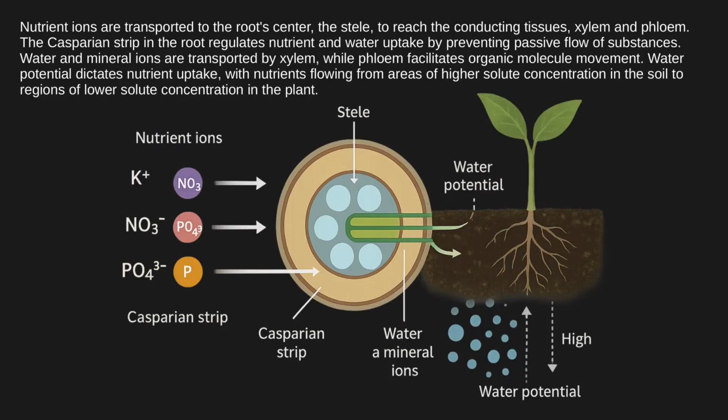Nutrient ions are transported to the root center, the stele, to reach the conducting tissues, xylem and phloem. The Casparian strip in the root regulates nutrient and water uptake by preventing passive flow of substances. Water and mineral ions are transported by xylem, while phloem facilitates organic molecule movement. Water potential dictates nutrient uptake, with nutrients flowing from areas of higher solute concentration in the soil to regions of lower solute concentration in the plant.